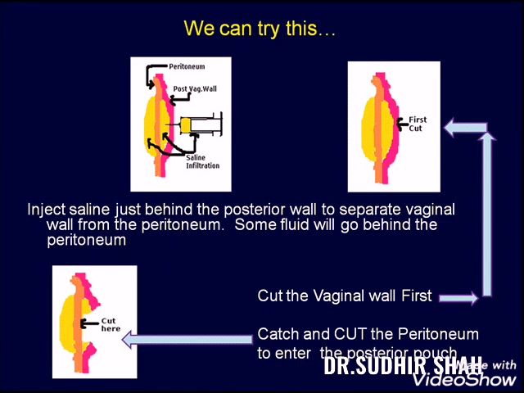Inject normal saline just behind the posterior wall to separate the vaginal wall from the loosely attached peritoneum behind it. Some fluid will go behind the peritoneum, but it does not matter. Now, as shown in the image, cut the vaginal wall first, then catch the peritoneum and cut the peritoneum to open the posterior pouch. In most cases, this trick will work.